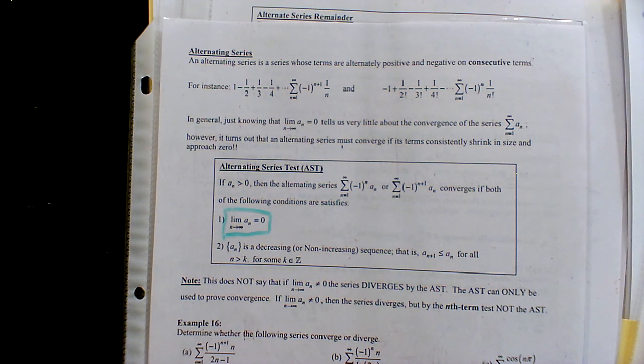And then an is a decreasing or non-increasing sequence, that is, an plus 1, the term that comes after, is less than the previous term, for all n greater than k, for some k within Z. Okay? So that's just an introduction to it.